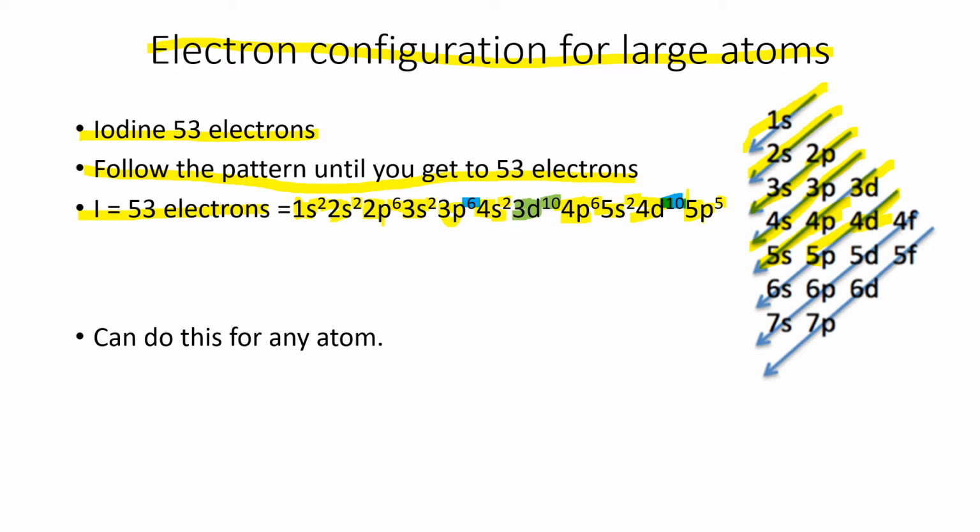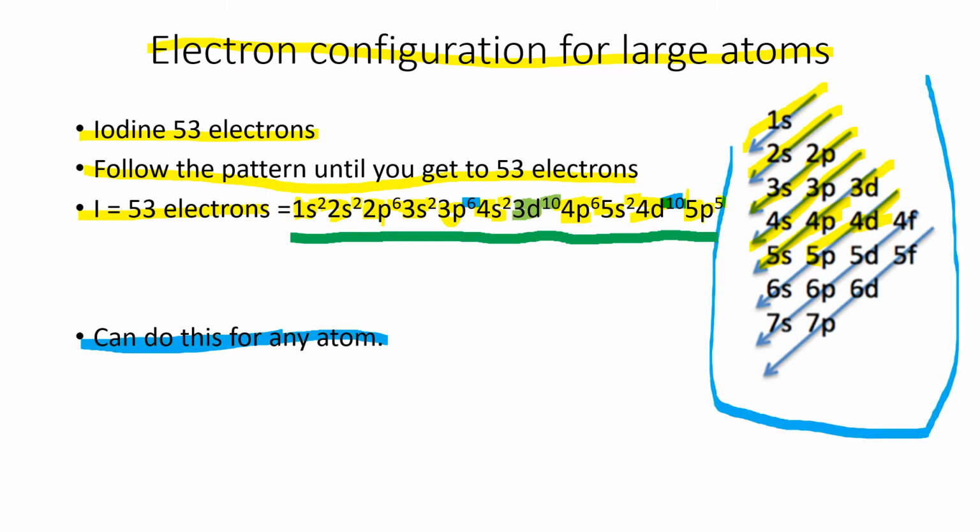So the electron configuration for iodine would be 1s2, 2s2, 2p6, 3s2, 3p6, 4s2, 3d10, 4p6, 5s2, 4d10, 5p5. You can do this for absolutely any atom out there. You're just following the pattern that you're seeing in this diagonal diagram that you can easily teach yourself to draw.